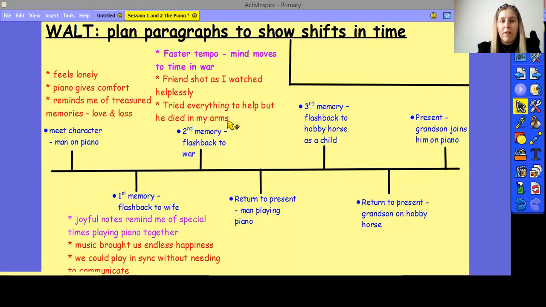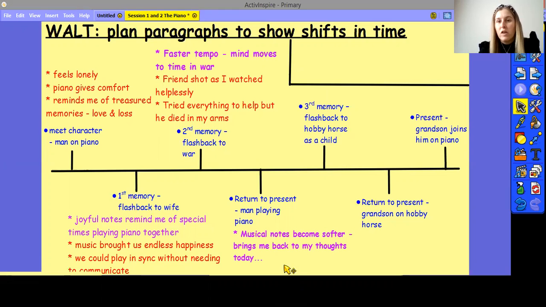And then for the next paragraph, return to the present, the man playing the piano. I've not planned out the whole paragraph because I want to leave some things for you to do today when you do your plan, but I've just shown you an example, again in purple, of how I might link this paragraph using that idea of the music changing again. So I've got the musical notes become softer and it brings me back to my thoughts today. So I'm using the volume, the pitch, the tempo of the music and it changing to signal the shifts in my paragraphs.